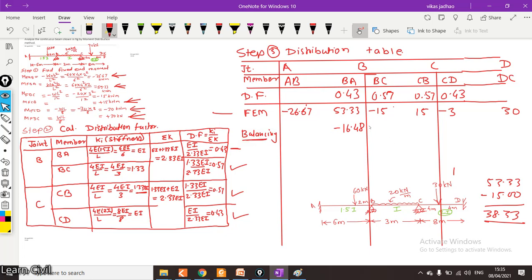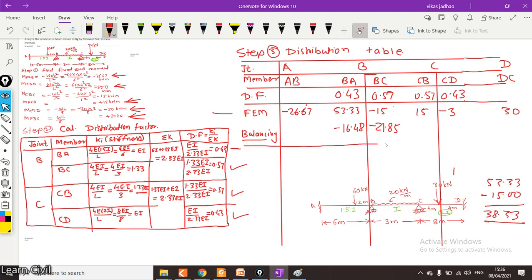Okay, here again we have to apply the balancing moment of minus 38.33 multiplied by 0.57. This 0.57 is from here, this distribution factor. So this will be equal to minus 38.33 into 0.57, which is minus 21.85 kilonewton meter. This is the balancing step.